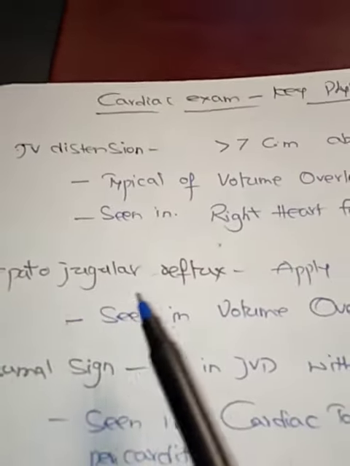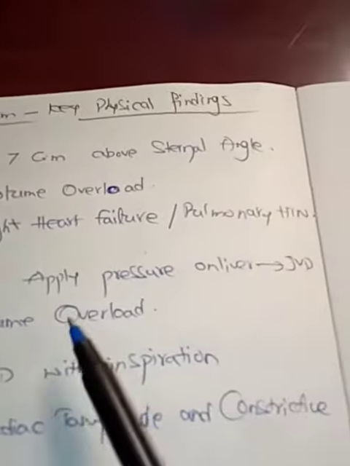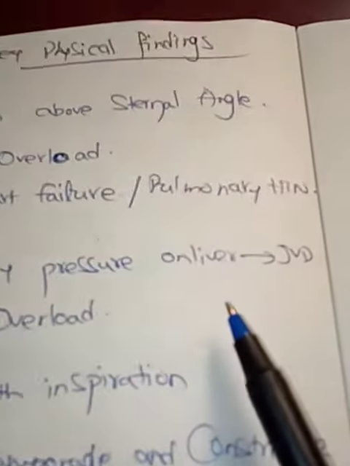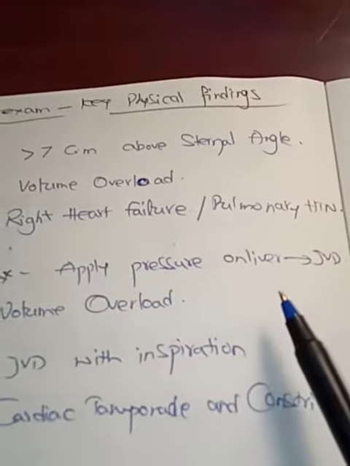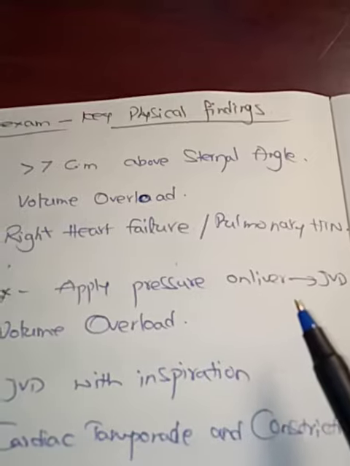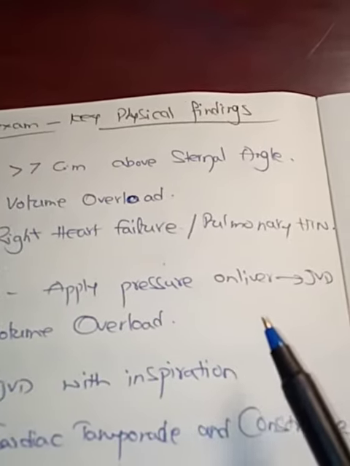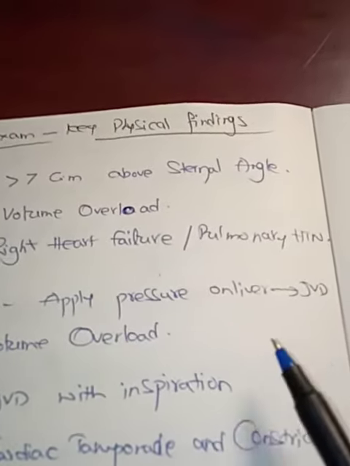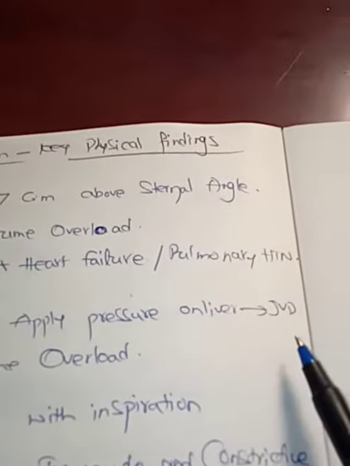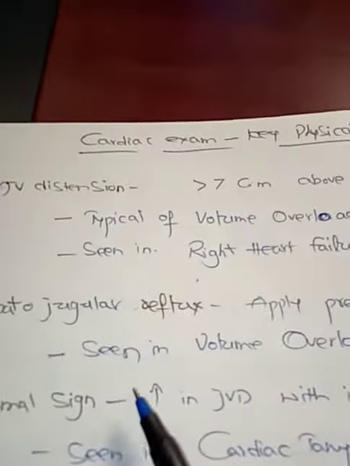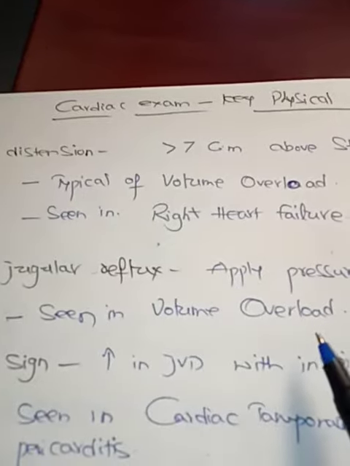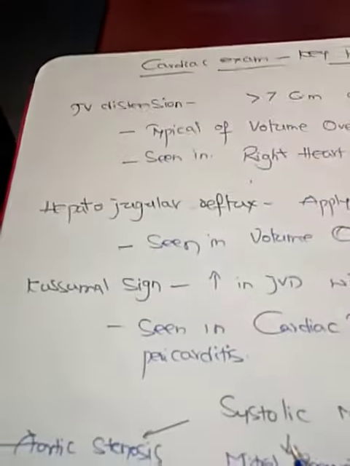Then what is hepatojugular reflux? When you apply pressure over the right upper quadrant, so when you press on the edge of the liver, then the jugular vein, if it shows distension, typically it is seen in the case of the volume overload conditions.